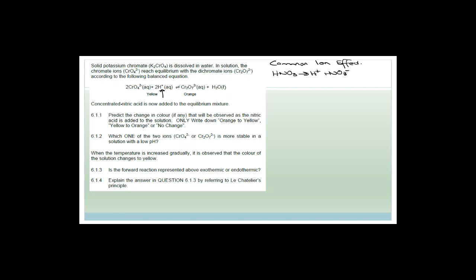Okay, which means that if we're increasing the concentration of the hydrogen plus ions, we are favoring the forward reaction. So it says, predict the color change, if any, that will be observed as the nitric acid is added to the solution. Only write down orange to yellow, yellow to orange, or no change. And obviously the answer is going to be yellow to orange.